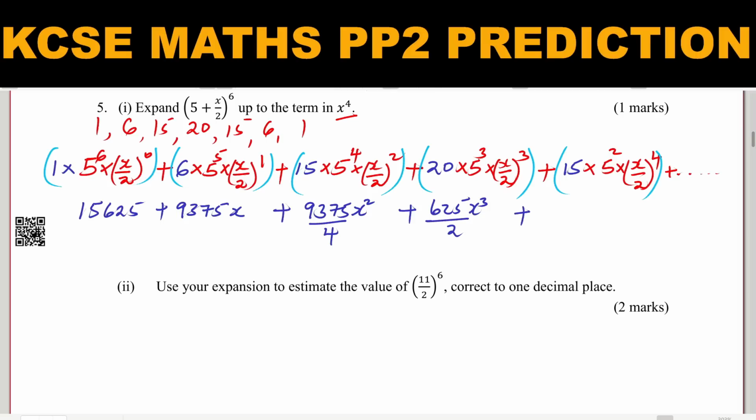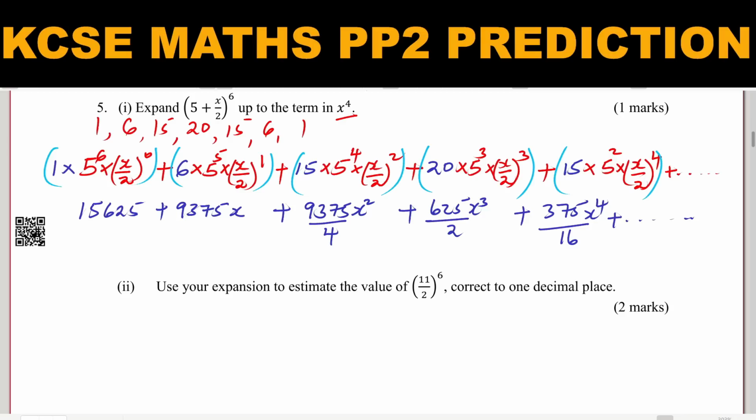And then plus 15 times 5 squared times x over 2 raised to power 4. And that will be x raised to power 4, and 2 raised to power 4 will be 16. This will be 375 x raised to power 4 divided by 16. Like that. So that is the expansion. You can leave it in form of a decimal. It will still be correct.